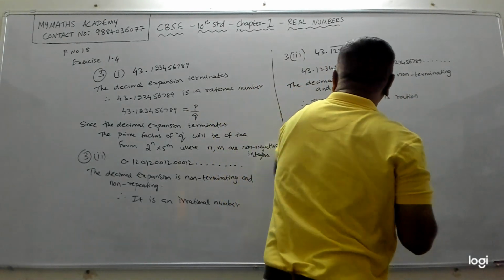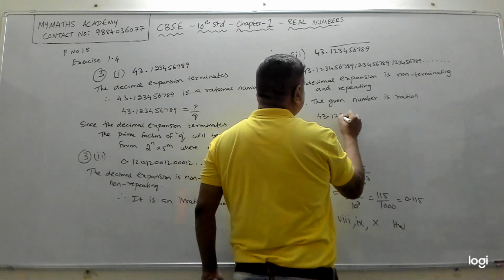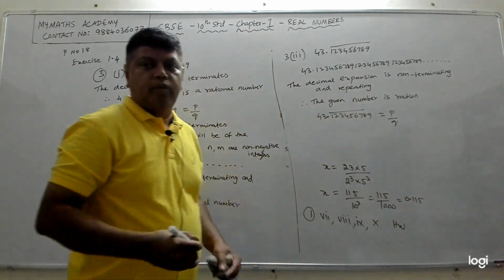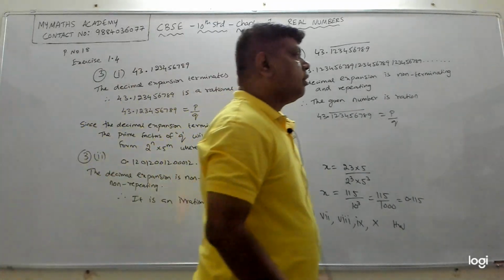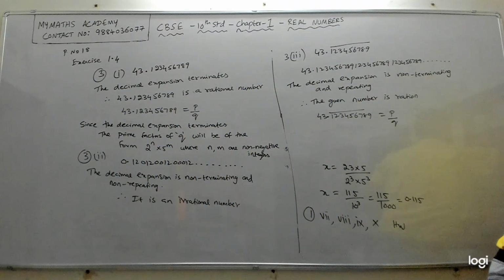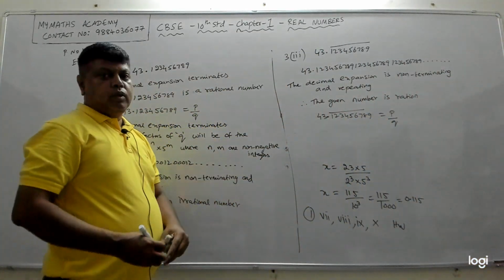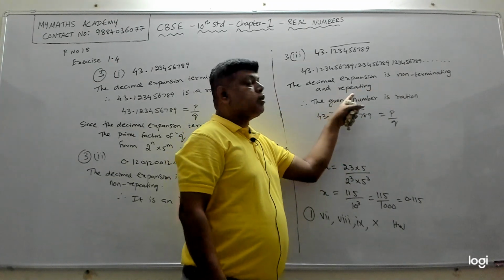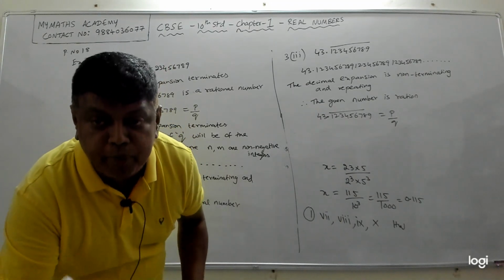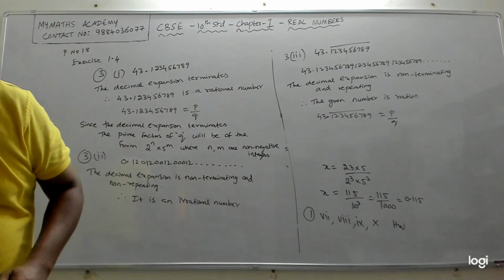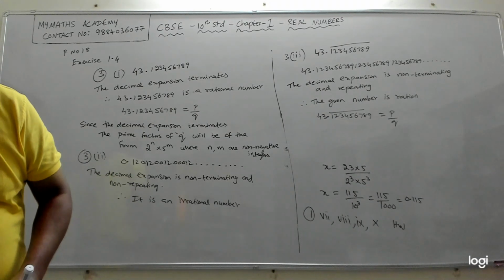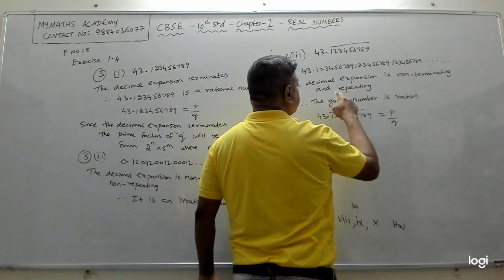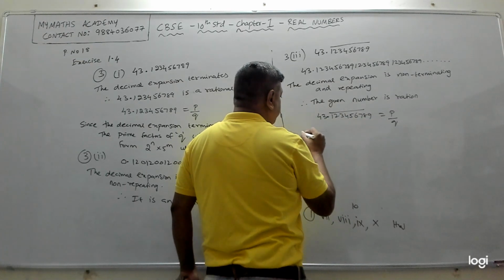Whenever it is a rational number, then I can write the given number 43.123456789 bar in the form of P by Q. Now, what can we say about the prime factors of Q? It is having what type of decimal expansion? Non-terminating and repeating. Whenever it is a non-terminating but repeating decimal expansion, then as per Theorem 1.7, we can say something about the prime factors of Q.